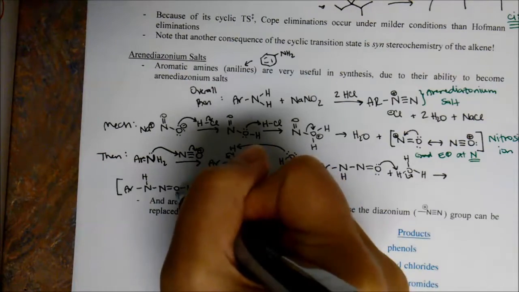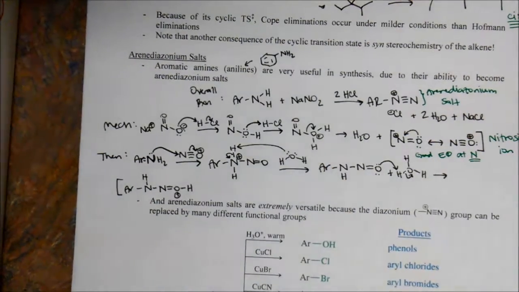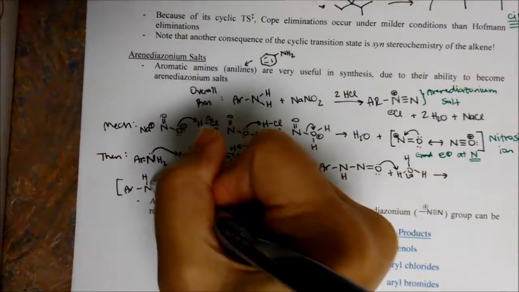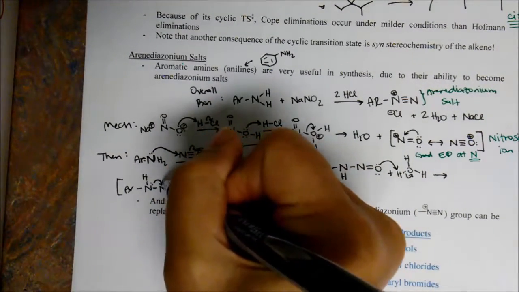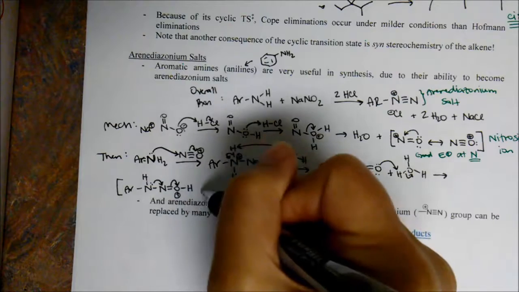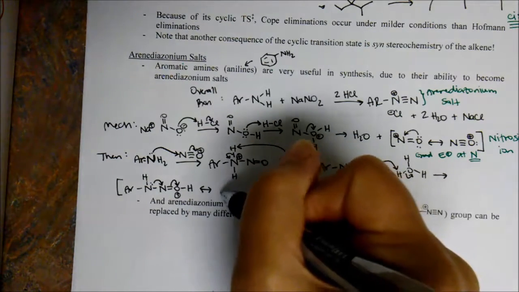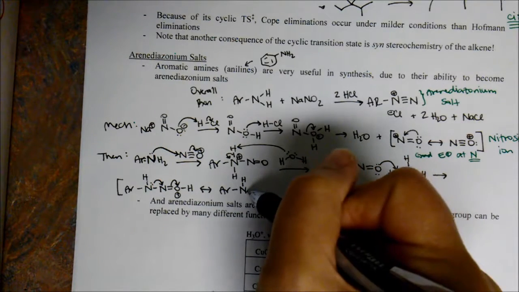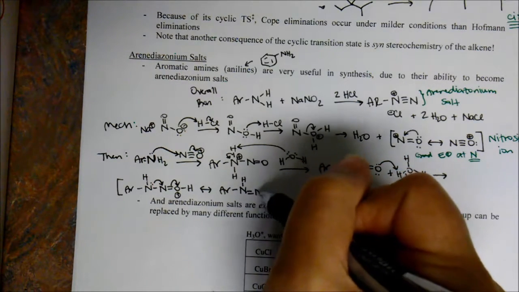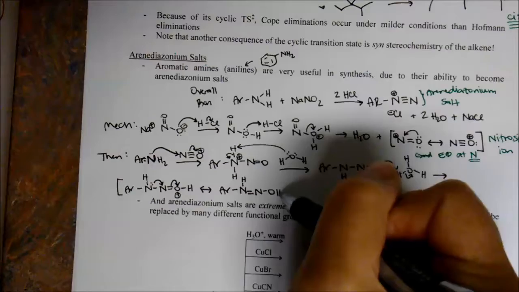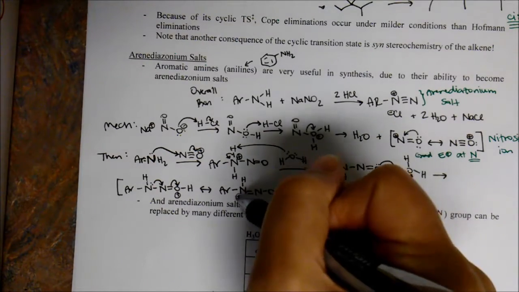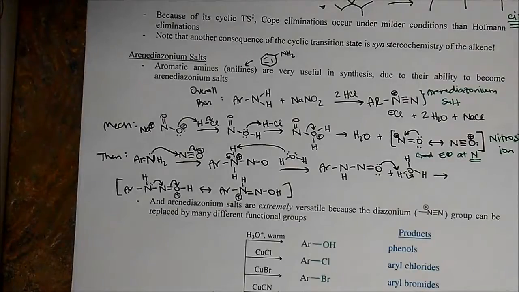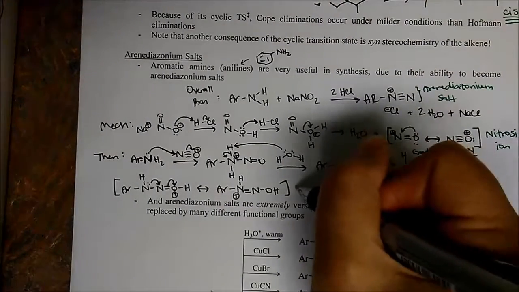ArNH plus now. And this guy is in resonance. So this is kind of looking like a Wolff-Kishner when we are in resonance with this guy. ArNNOH. He's now got a plus charge here on the nitrogen. And so we go and deprotonate him.